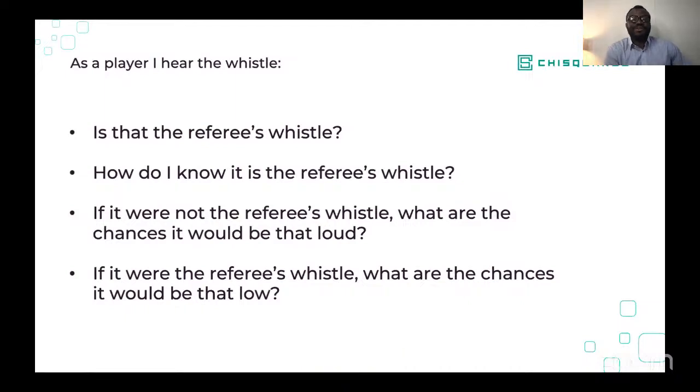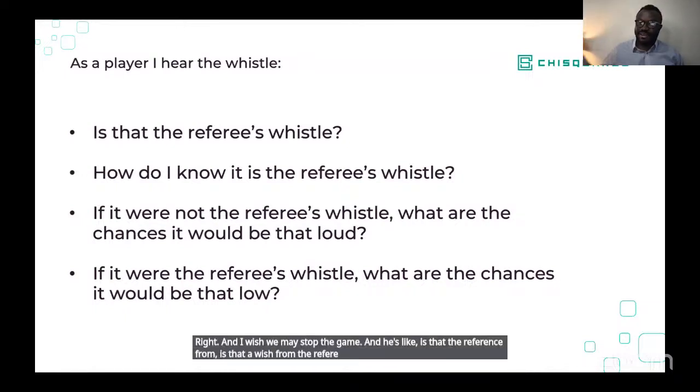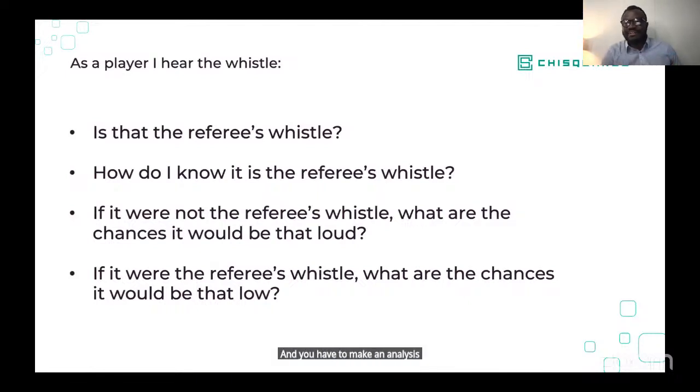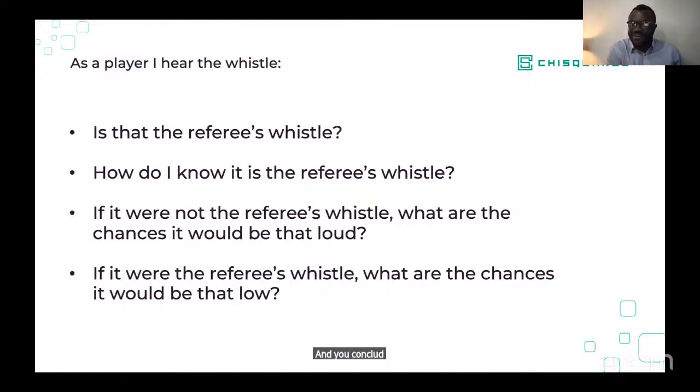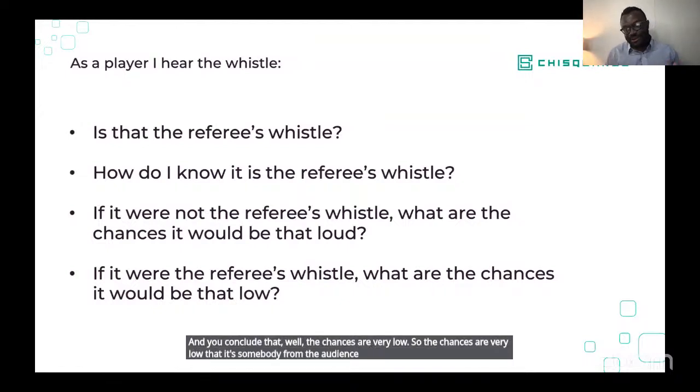All right, so you hear a whistle sounded, and the whistle means stop the game. And you're like, is that a whistle from the referee, or is that from someone in the crowd? And you have to make an analysis within yourself, and you ask yourself, if it were somebody from the audience, what are the chances that the whistle will be that loud? And you conclude that, well, the chances are very low. So if the chances are very low that it's somebody from the audience, the only conclusion is that it is the referee's whistle. That's how you make the decision.